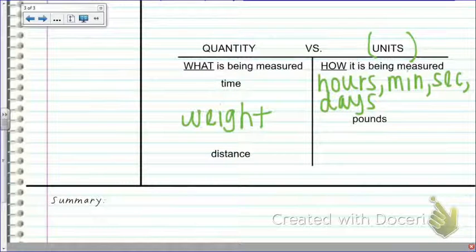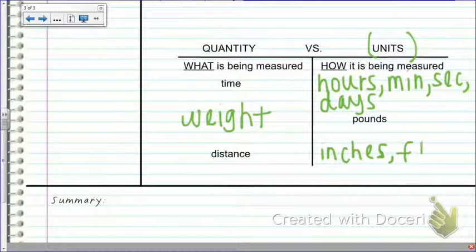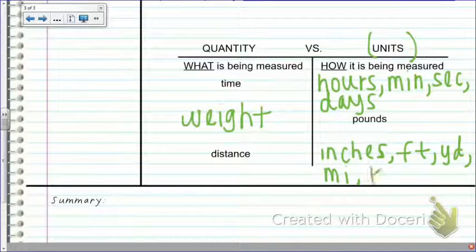Okay? What about distance? What if we're talking about somebody that's walking to the store, and the distance is your quantity? What are ways that we measure distance? Inches, feet, yards, miles. What about metric? Kilometers, meters, etc., etc. Okay? So you need to make sure that when you're stating your independent and dependent quantities, that you are being very specific. You are telling me what the quantity is, and then in parentheses, how it's being measured. Okay?